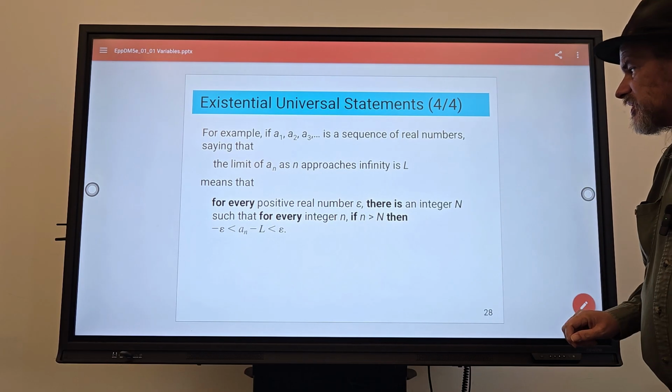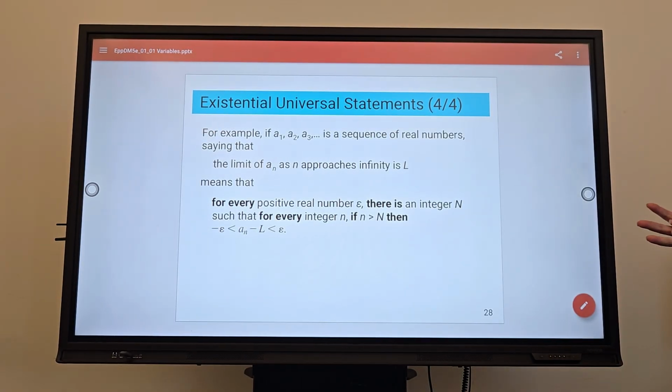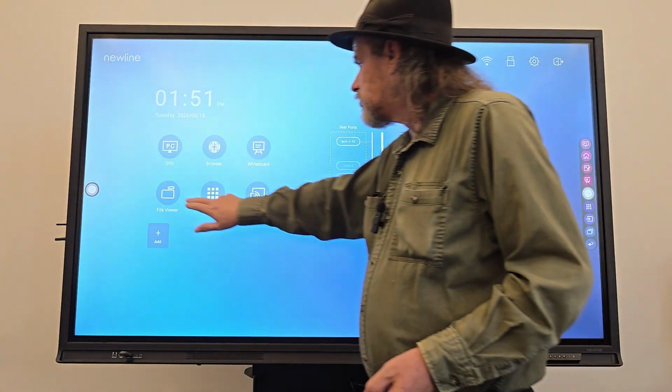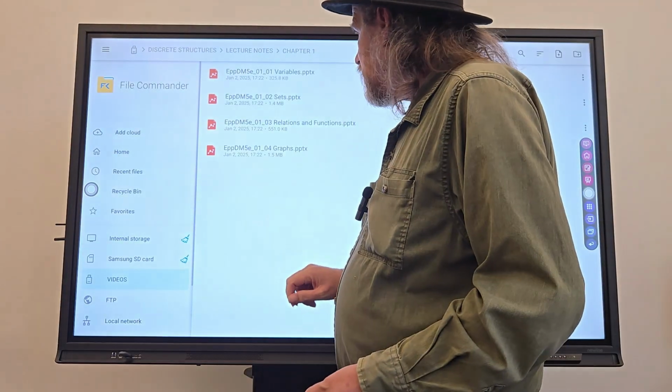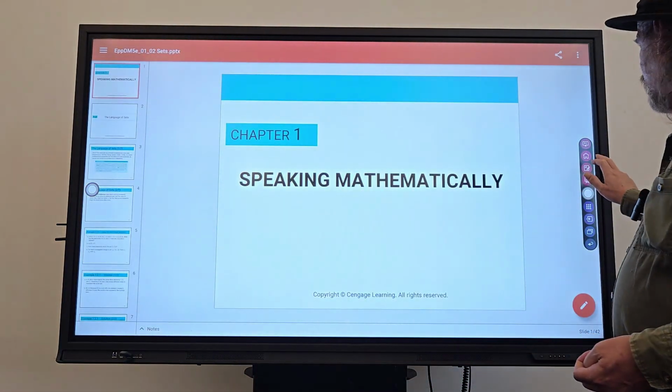There are lots of different combinations you can do with the three different types of mathematical statements. It would be a lengthy day if we went through them all. Next, we'll get into sets.